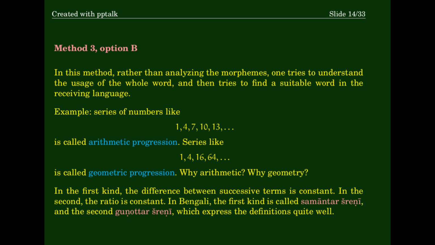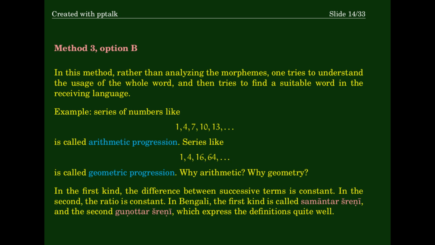As you see, at each step, the number increases by a fixed amount, in this case by 3. This kind of series is called an arithmetic progression. Why arithmetic? All numbers belong to arithmetic. There is really no good answer.